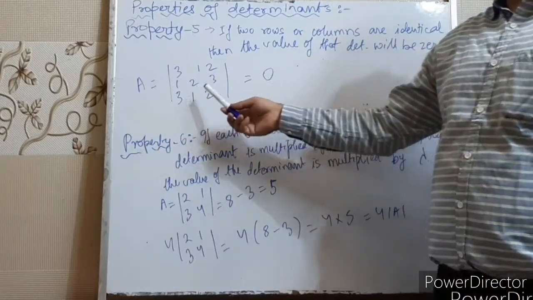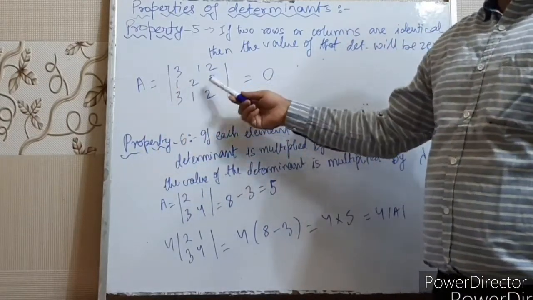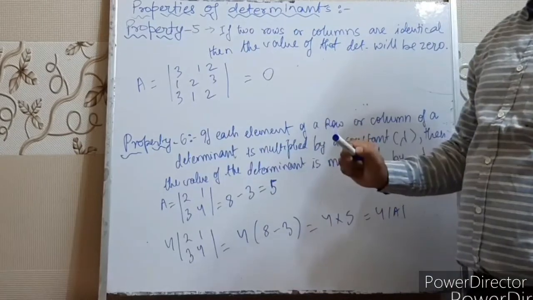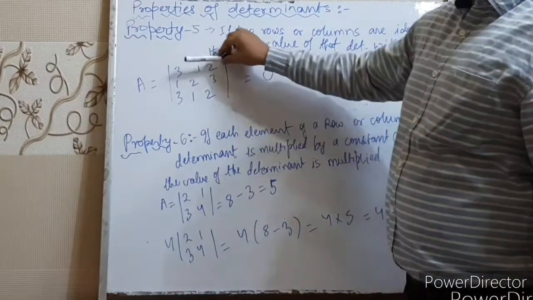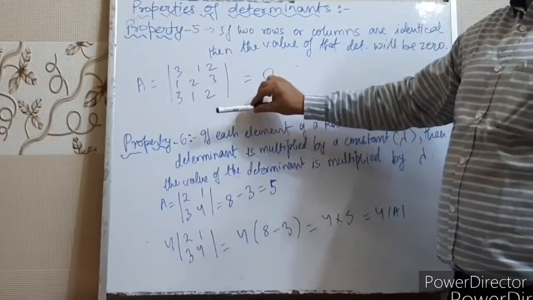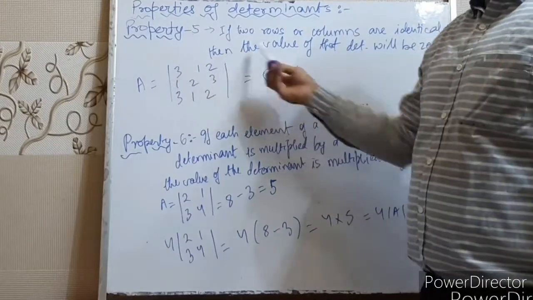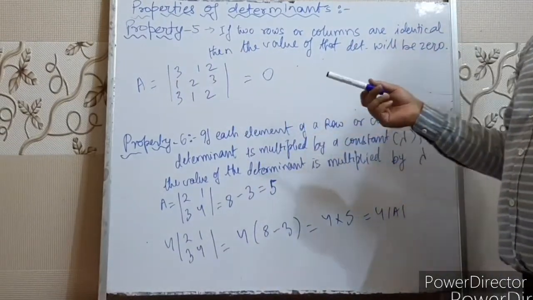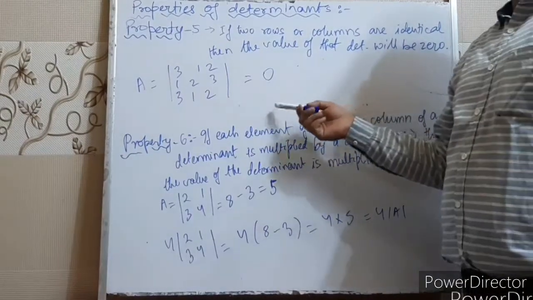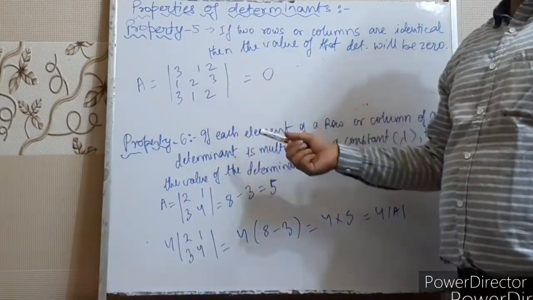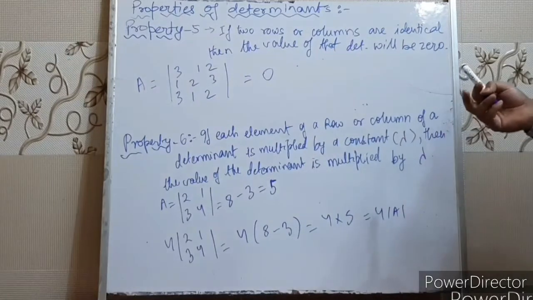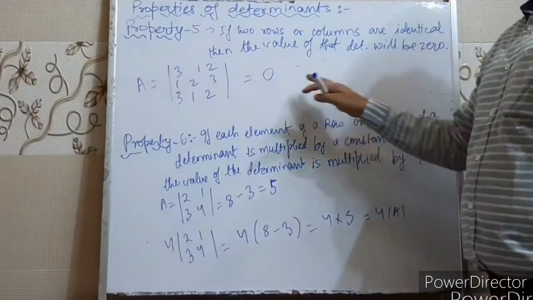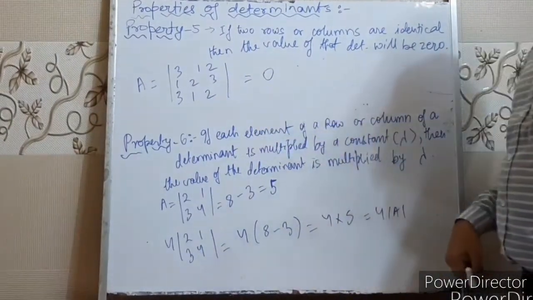See, I have taken an example here. Row 1 and row 3 are the same. So when you subtract these two rows, you will get one row with all elements 0. So according to property 1, the value of the determinant will be 0. You can see here. So whenever you see any two rows or any two columns the same, straight away write that the value of that determinant will be 0.